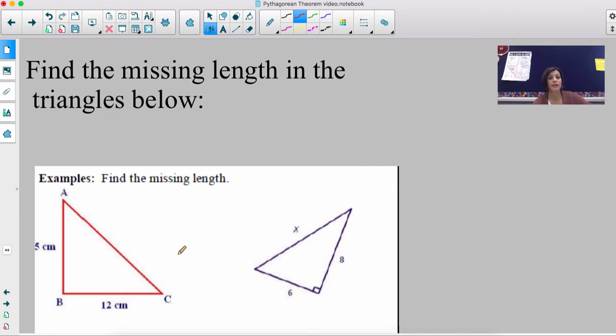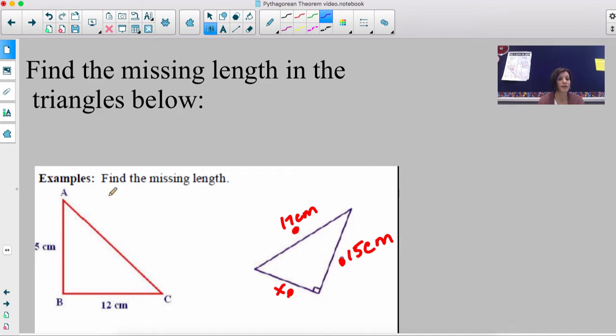Find the missing length in the triangles below. Before we get started on this back here, this is a repeat of the front, so we are going to change this second problem to different lengths, so we are not repeating ourselves. So if you could alter that figure, and we will get going.